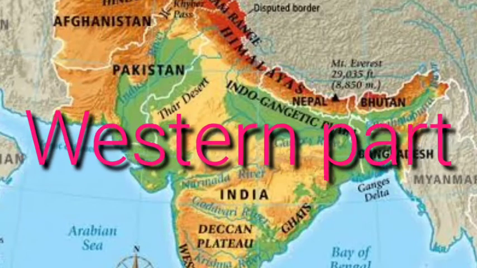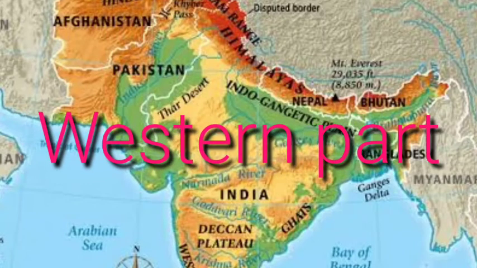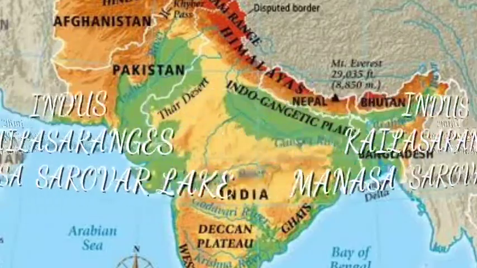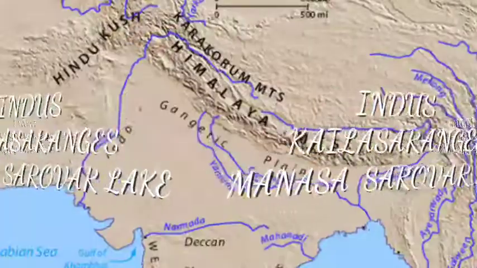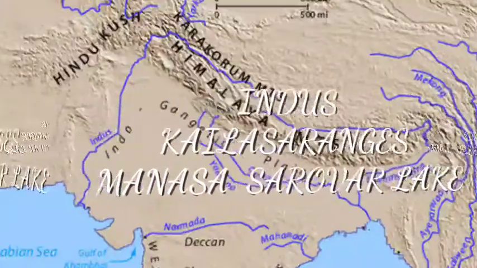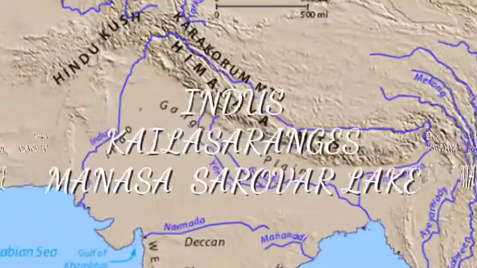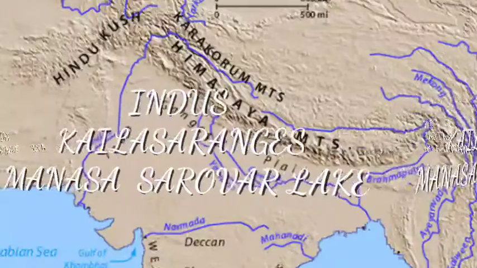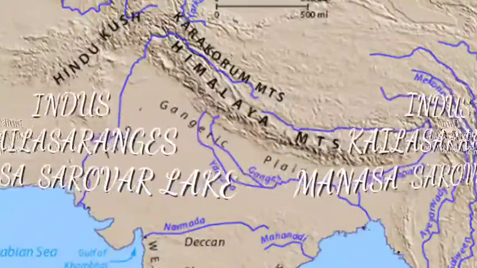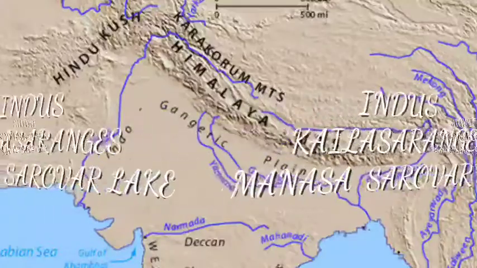Now western part is mainly formed by Indus river and its tributaries. Indus originates in Kailasa ranges in Tibet near Manas Sarovar lake. It enters Indian territory in Jammu and Kashmir. Its main tributaries are Jhelum, Chenab, Ravi, Beas, Satluj. It flows through Jammu and Kashmir, Punjab and Himachal Pradesh.